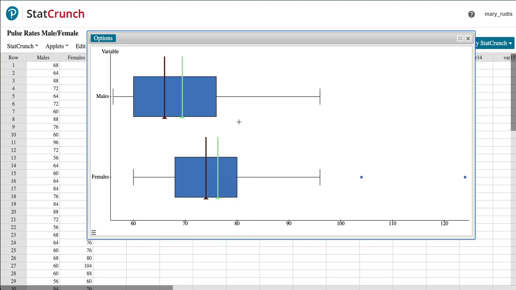However, both sets of data do tend to have the same variation to them, because the variation is shown by the length of the whiskers. The length of the whiskers tells you how much variation there is in your data. And it's about the same. It doesn't have to be perfectly the same.